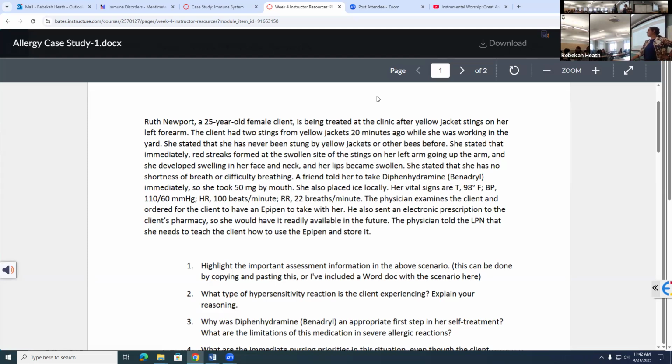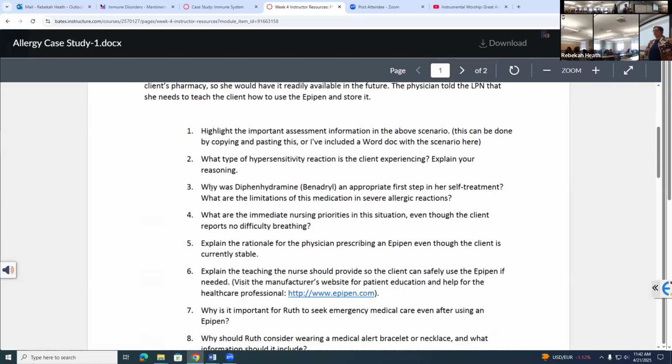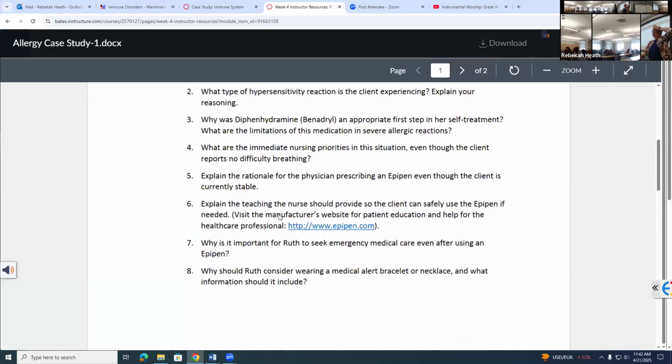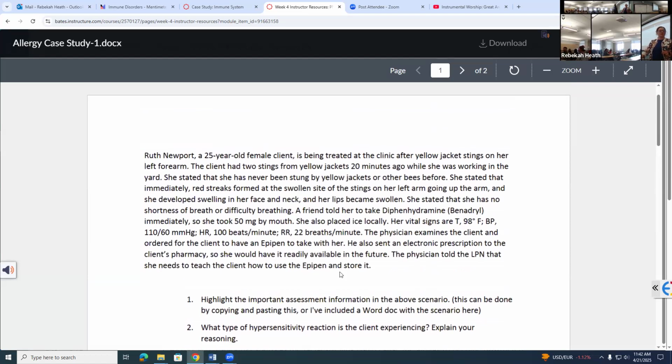Before you begin, let's read through all these questions. Number 2, what type of hypersensitivity reaction are they experiencing, and explain your reasoning. Why did they give Benadryl and what are the limitations? What are the immediate nursing priorities? Explain the rationale for why he ordered an EpiPen, even though she's stable. Explain the teaching you should provide about the EpiPen. And why is it important for her to seek medical care even after using the EpiPen? And why should she consider wearing a medical alert bracelet or necklace, and what should it include? All right, go ahead and work through those questions and then we'll go over them together as a group.